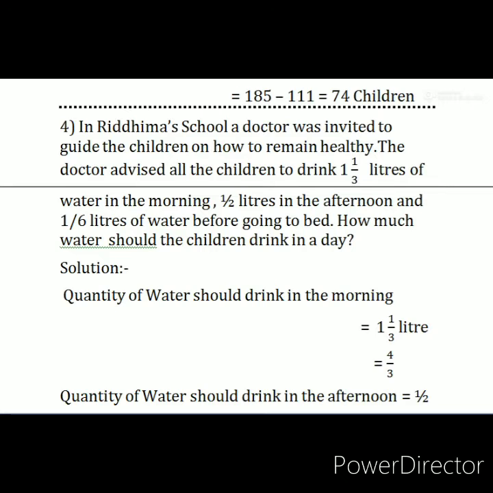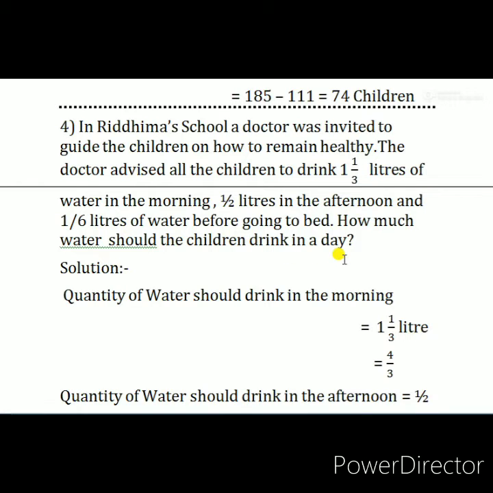Question number 4 is: in Ridhima school, a doctor was invited to guide the children on how to remain healthy. The doctor advised all the children to drink 1 and 1/3 liters of water in the morning, 1/2 liters or half liters of water in the afternoon, and 1/6 liters of water before going to bed. How much water should the children drink in a day?